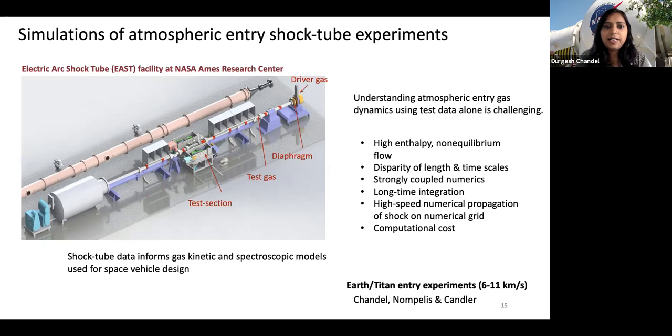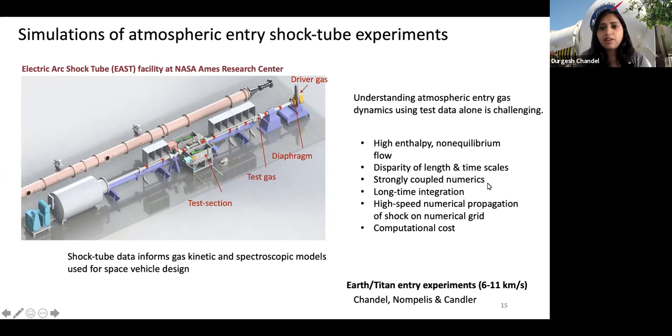However, understanding this test data is challenging because there are limitations in measurement techniques. This flow is a high enthalpy, non-equilibrium flow. There is a huge disparity of length and time scales. For example, at high speeds, the shock and the boundary layer at the tube walls are of the order of a millimeter, while the shock travels 8 meters to reach the test section.